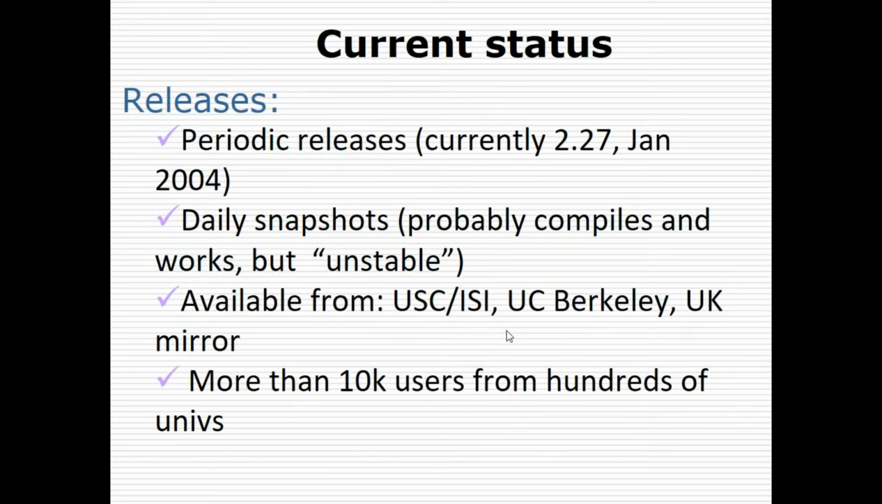So for the current release, periodic releases are done. Currently it is 2.27, or I can say 2.35, January 2004, but now the version is also shifting to 2.35, and now we have the NS3 simulator also. Daily snapshots probably compile and work but are unstable, available from USC ISI, UC Berkeley, UK Mirror and more, with more than 10,000 users from hundreds of universities.